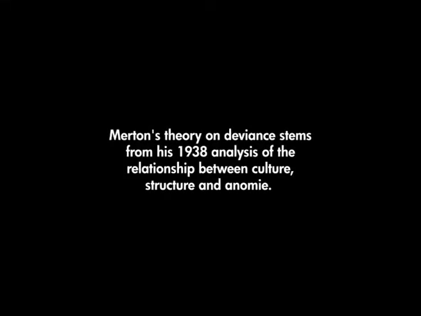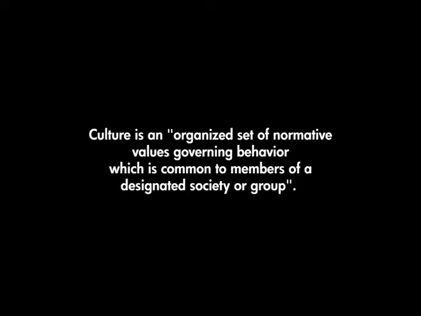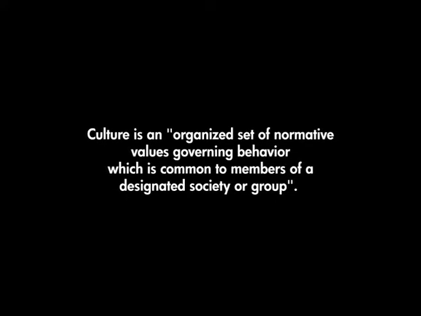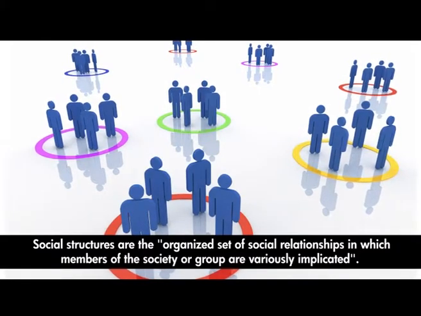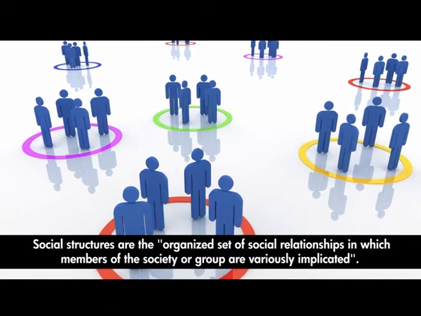He was interested in the interactions and importance between social and cultural structures and science, and carried out extensive research into the sociology of science. Merton's theory on deviance stems from his 1938 analysis of the relationship between culture, structure, and anomie. He defines culture as an organized set of normative values governing behavior which is common to members of a designated society or group. Social structures are the organized set of social relationships in which members of the society or group are variously implicated.